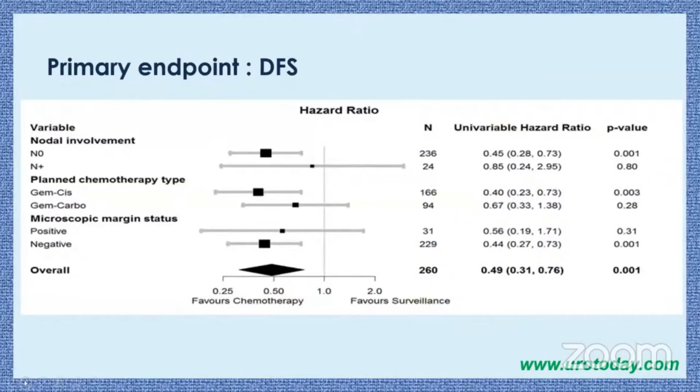And if we see the subgroup analysis, then all populations of the study, whether node positive, node negative, gemcitabine plus cisplatin or gemcitabine plus carboplatin, positive or negative margin, all the populations are getting an advantage in overall survival and disease-free survival.